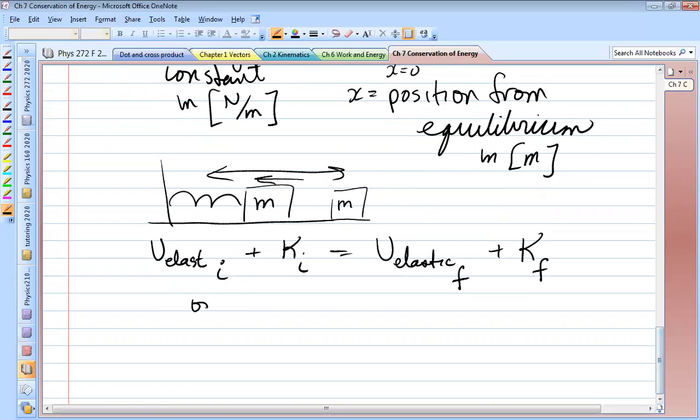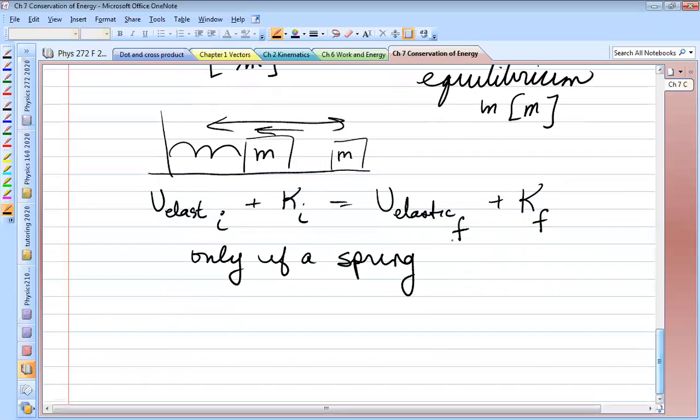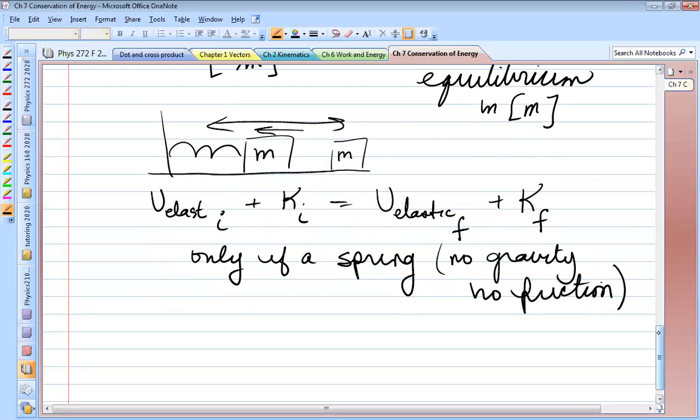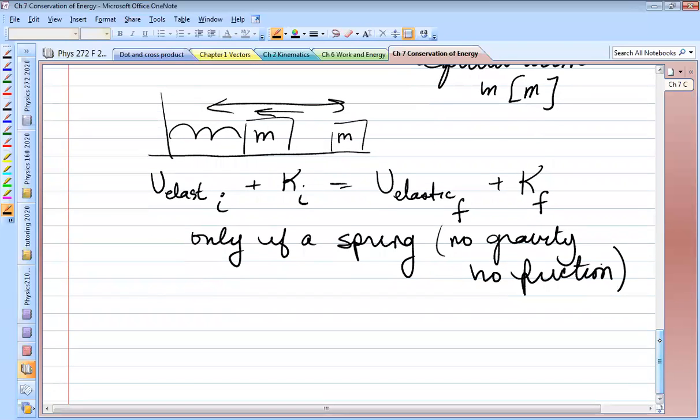Okay, so this is only if it's just a spring. In other words, no gravity and no friction. Okay, so problems with springs just going back and forth, that's the equation you want to use.